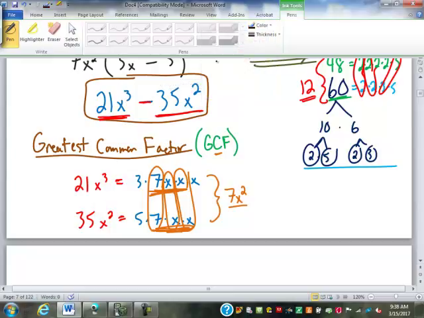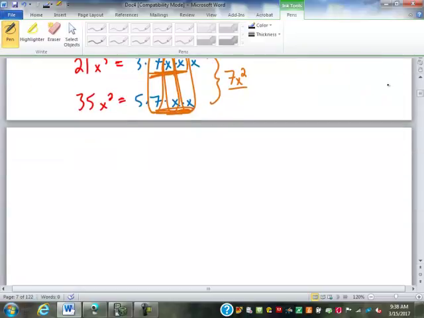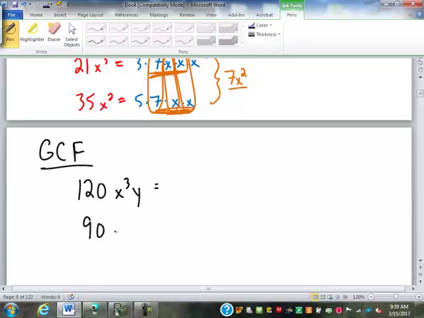So let's look at that for right now, of finding those greatest common factors when there are variables involved. So let's find the GCF of 120 x to the third y and 90 x squared y squared.